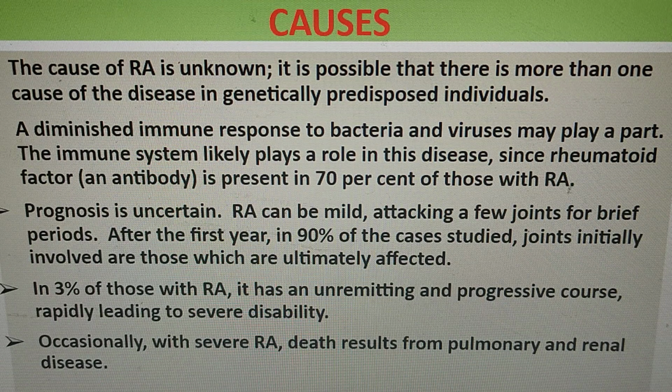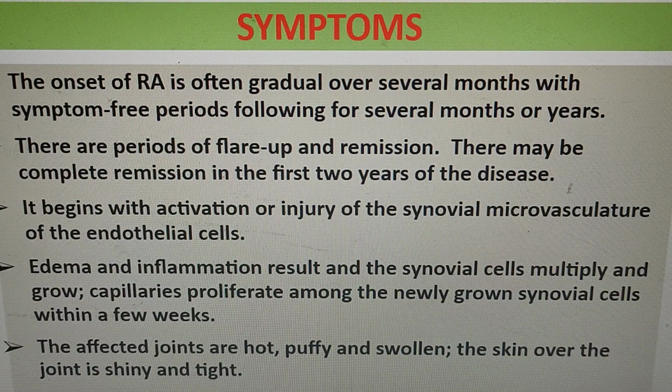RA can be mild, attacking a few joints for brief periods. After the first year, in 90% of the cases studied, the joints initially involved are those which are ultimately affected. Okay, in 3% of those with RA, it has an unremitting and progressive course, rapidly leading to severe disability. Occasionally with severe RA, death results from pulmonary and renal disease. Okay, complications, guys.